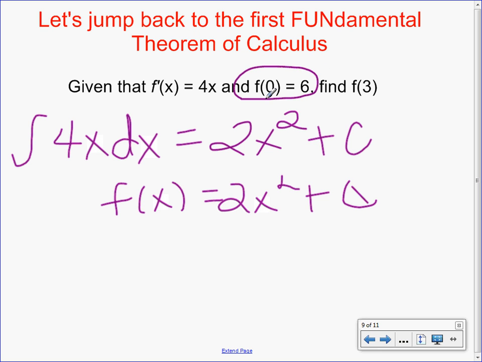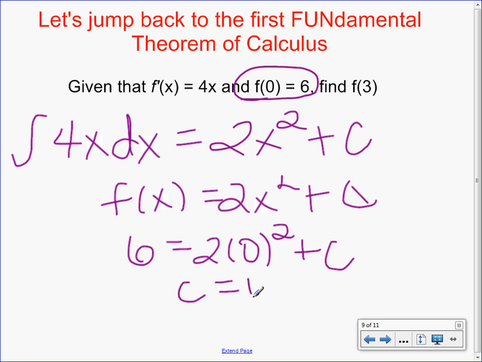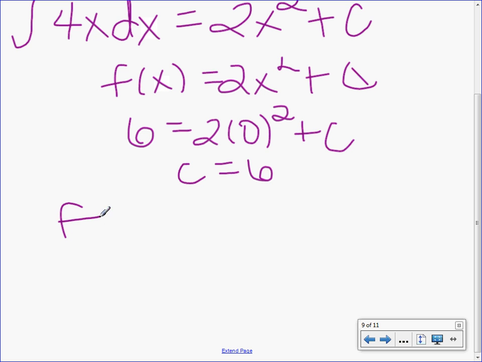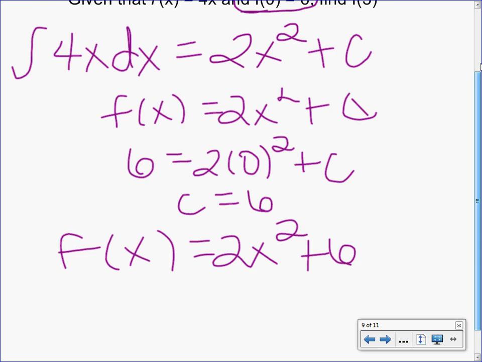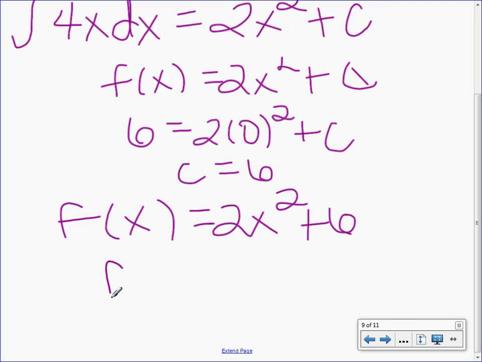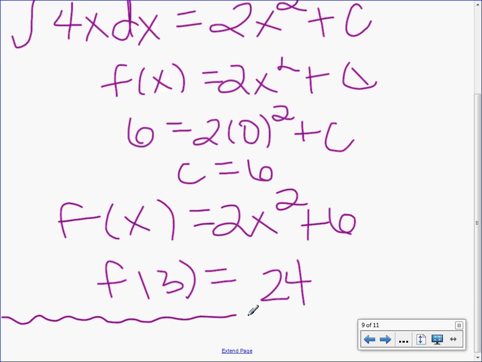We know our function value at 0 is 6. So that means our function value is 6 when x is 0, which means f of x is 2x squared plus 6. Can we find f of 3? Yeah. What's f of 3? 24. That is way number 1.